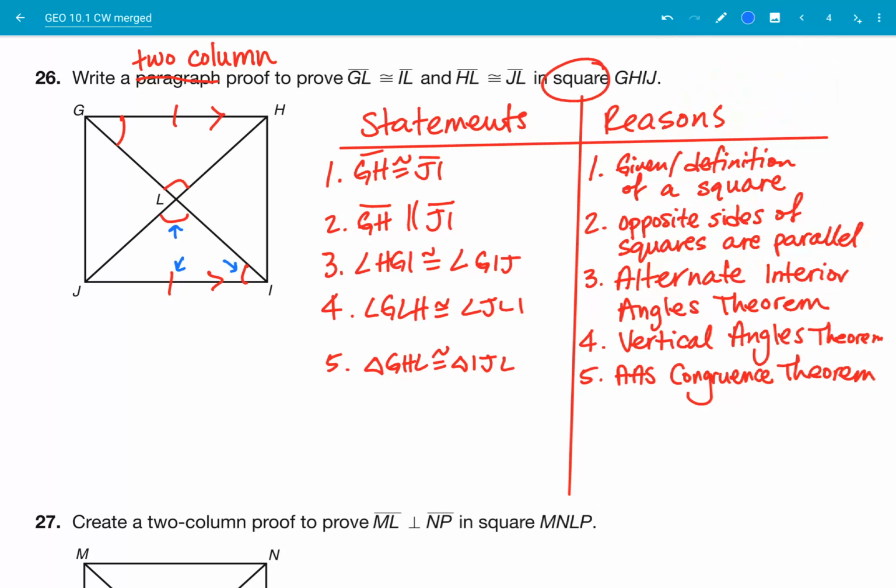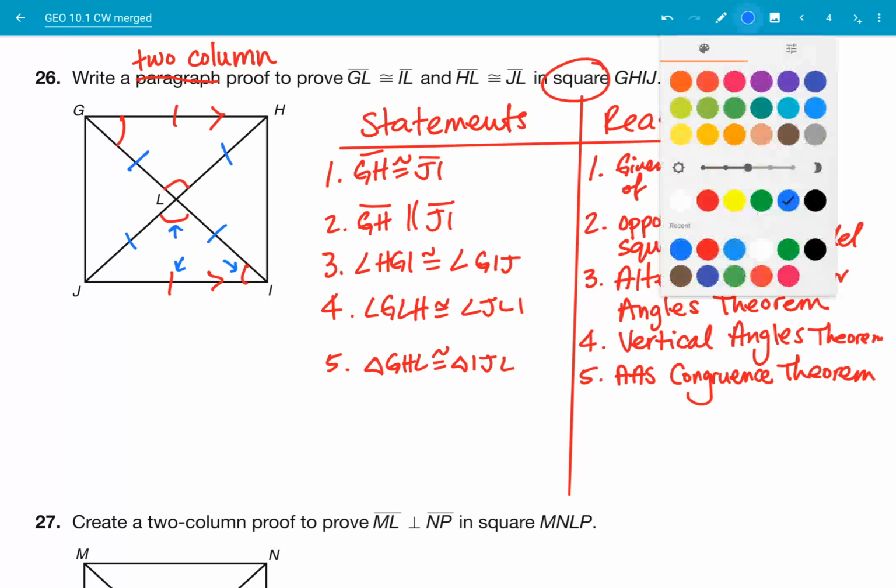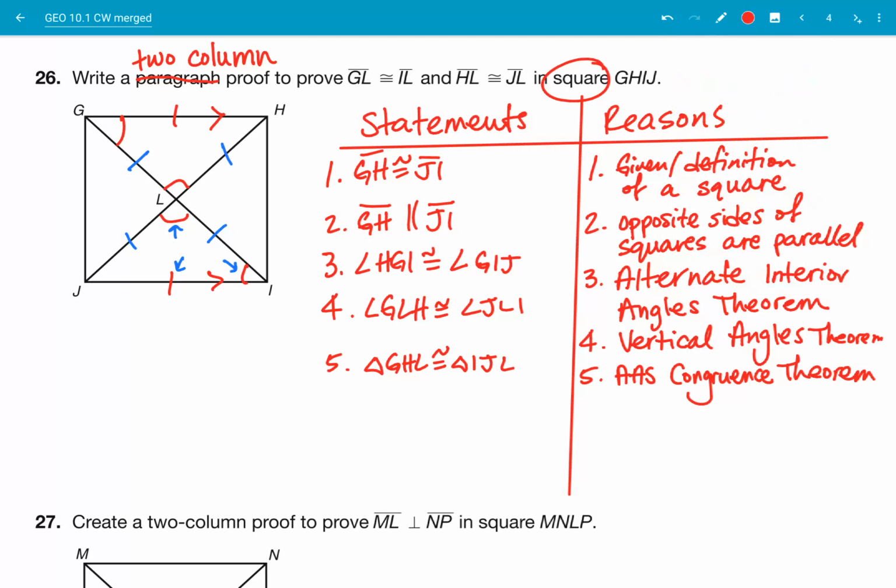And now, if those triangles are congruent, then that means what we were ultimately looking for, which was GL congruent to IL, and HL congruent to JL, those pieces are congruent by CPCTC. So I can say the final step, the step I was trying to prove, GL congruent to IL and HL congruent to JL.